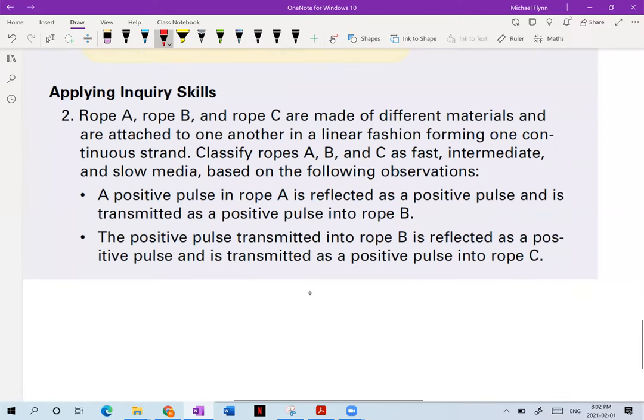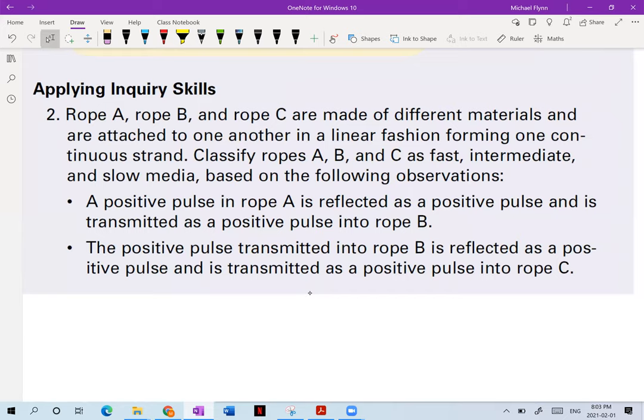Okay, you have three ropes, A, B, and C. They're made of different materials attached to one another, like in our pictures, in our animations that I've been showing you today. Ropes A, B, and C, classify them as fast, medium, and intermediate, okay? So which one's the heaviest, which one's the lightest, and which one's in between? Which one's the slowest, which one's the intermediate, and which one's the fastest?